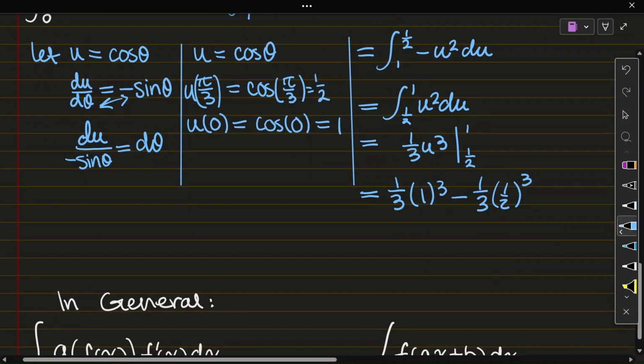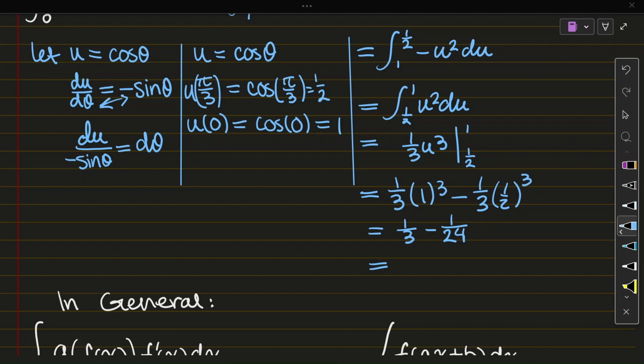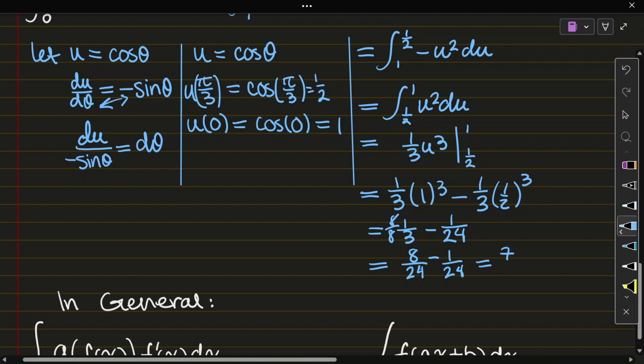So this is going to be, let's see here, I got 1/3 minus 1 over 24. That's the same as, let's see here. So I give these a common denominator by multiplying both sides of this 1/3 by 8. And then that gives me 8 over 24 minus 1 over 24, which is going to be 7 over 24. And that's my final answer.